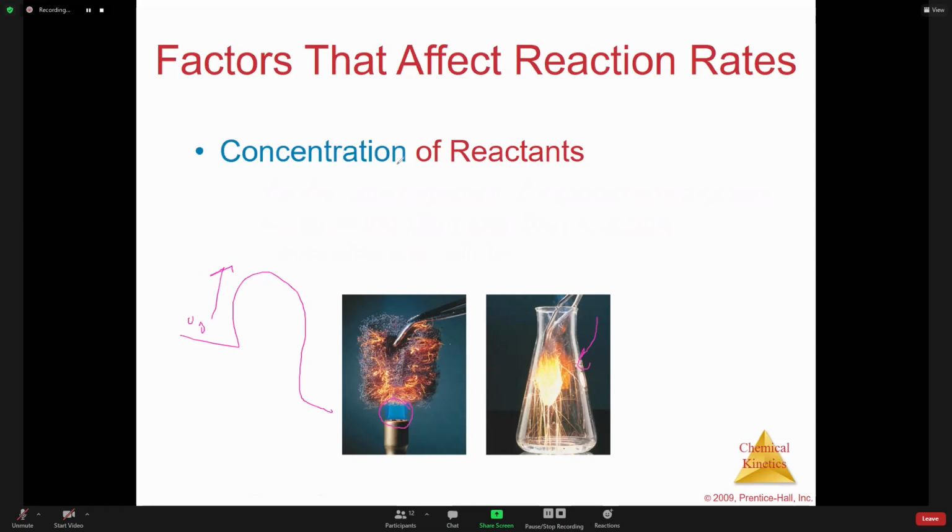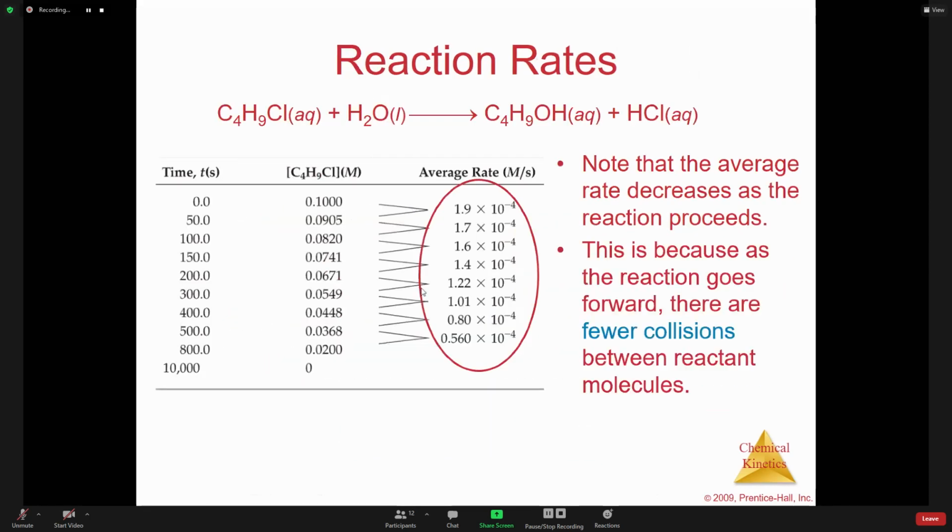Or same with charcoal. If I put charcoal in pure oxygen, it'll combust. But we're not in pure oxygen. We have low oxygen, so we light the barbecue, give it that little boost, that little activation energy to get it going. All right, let's go to that graph.